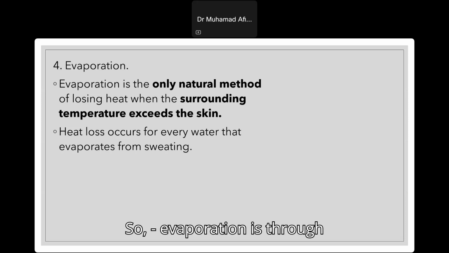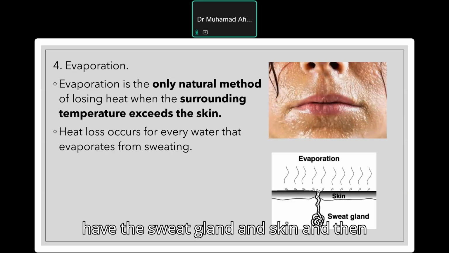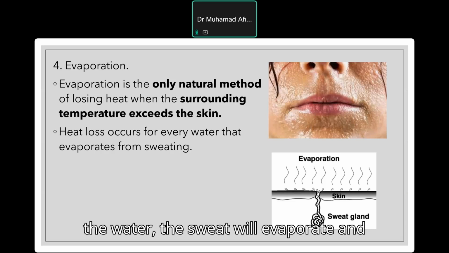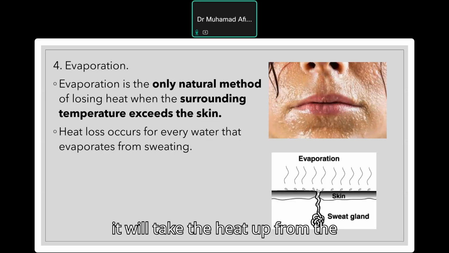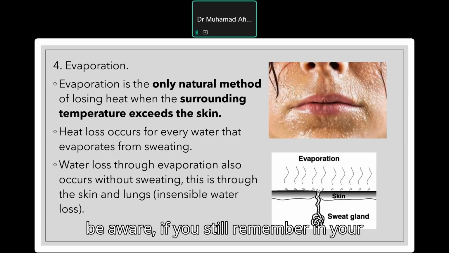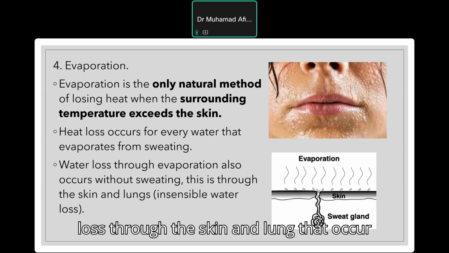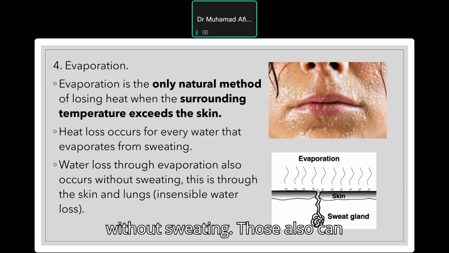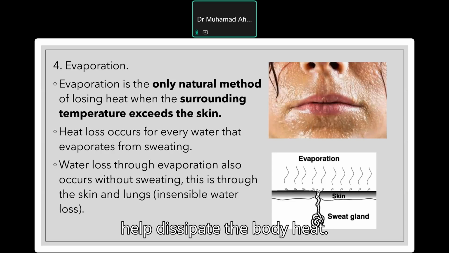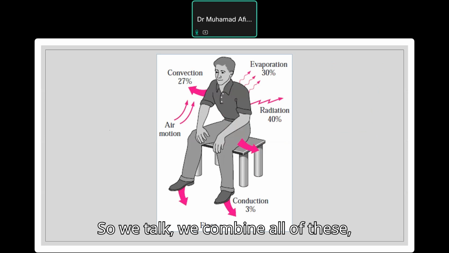You know evaporation through sweating. You have sweat glands in the skin, and the sweat will evaporate and take heat up from the body. And one thing you need to be aware of, if you still remember from your first semester, we talked about insensible water loss through the skin and lung that occurs without sweating. Those also can help dissipate body heat. So we combine all of this.